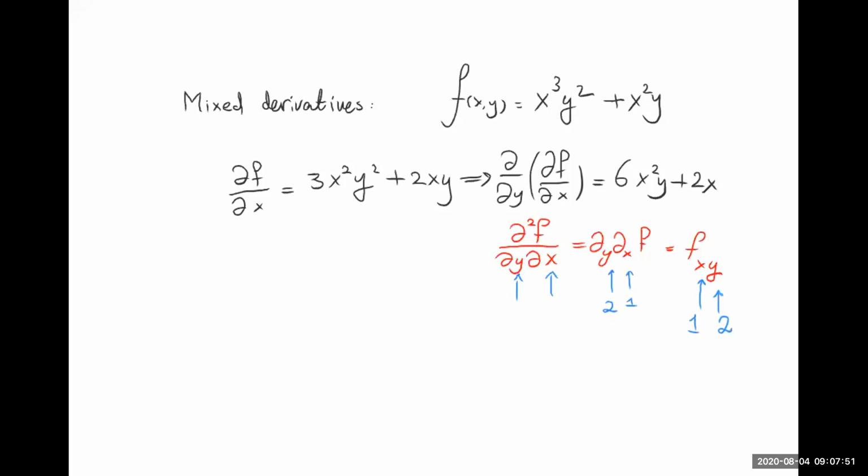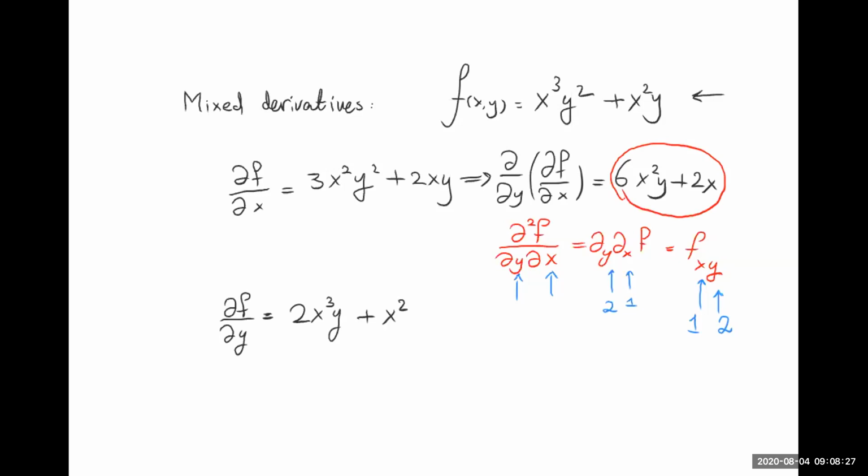But the good thing is that usually, in good situations, it really doesn't matter. What do I mean by that? Well, look at the result here, 6x squared y plus 2x. What if I first take the derivative with respect to y and then take the derivative with respect to x? What if I change the order I'm taking the derivative? So if I first take the derivative with respect to y of this function here, what I would get is 2x cubed y plus x squared.